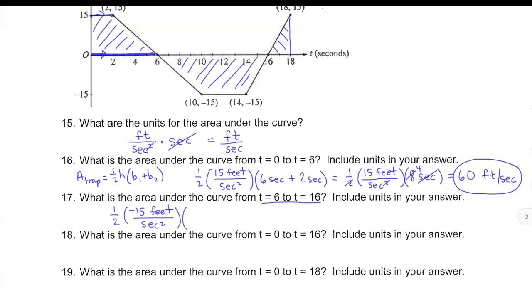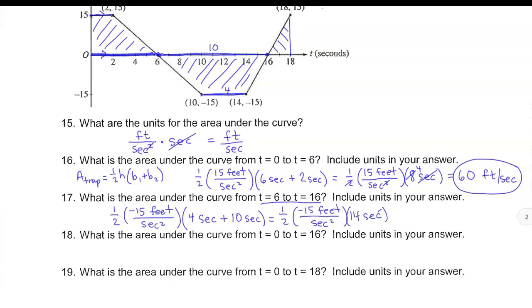The bases, okay, the lower base goes from 10 to 14, so that's a length of 4, so that's 4 seconds. And add that to the upper base, which goes from 6 to 16. So that's a length of 10 in there. So that's 10 seconds. It's 1/2 times negative 15 feet per second squared times 14 seconds.